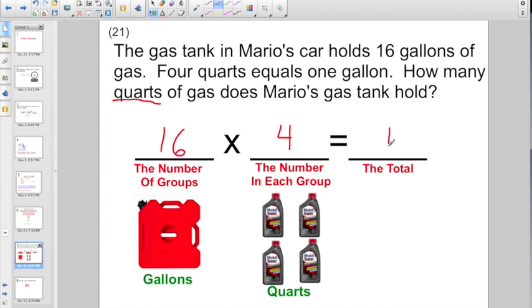Maybe I'll use a variable of T for tank. Now let's just go ahead. Combine your terms. 16 times 4, hey, that's going to be 64, right? There's 64 quarts in a 16-gallon tank. Make sure you don't make a mistake and end up dividing this. And if you go about it step by step, you should catch yourself.